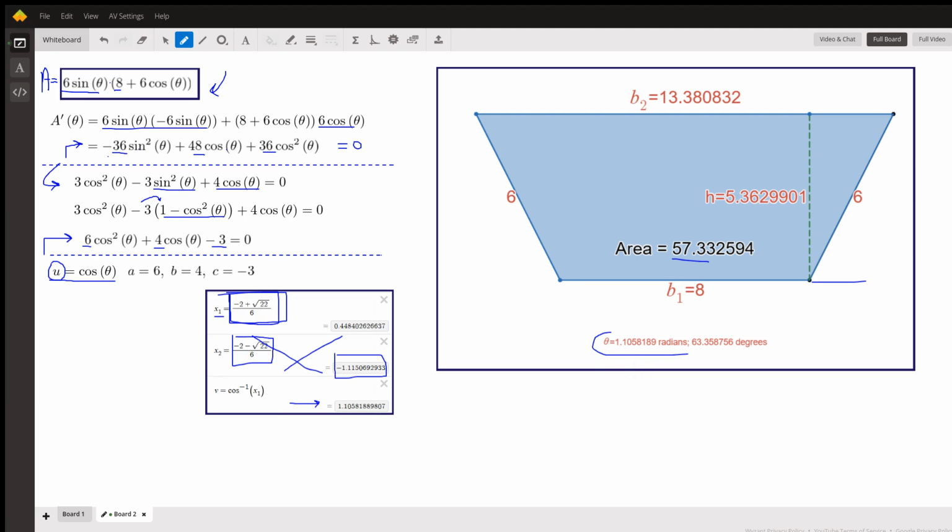We could apply the first derivative test to show that that generates a maximum. You could take the second derivative of this and show that substituting this critical number gives you a negative number, so concave downward, so maximum.